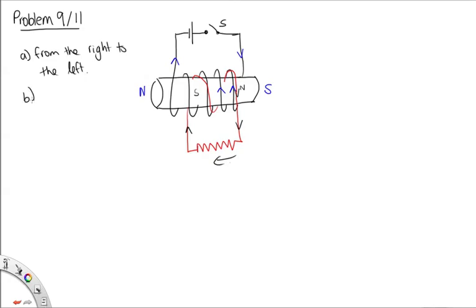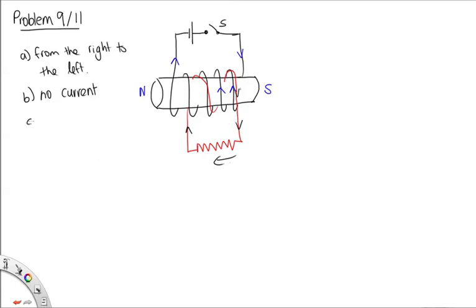Part B asks sometime after the switch S was closed. Well, after the switch is closed, there's a steady magnetic field. It's only changes in the magnetic field that induce current to flow. And so there will be no current when that magnetic field is not changing.